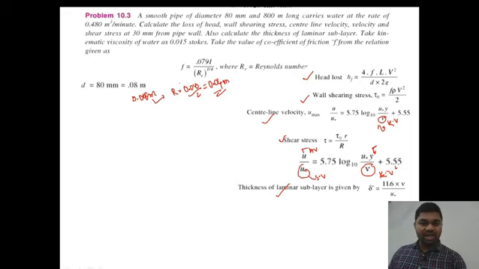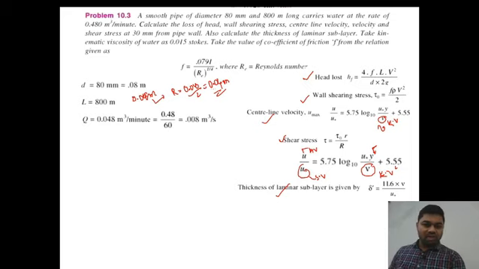What is the length? The length of the pipe is 800 meter long, and the rate of discharge Q is equal to 0.048 meter cube per minute. So, we need to find out meter cube per second. The value needs to be found in seconds.